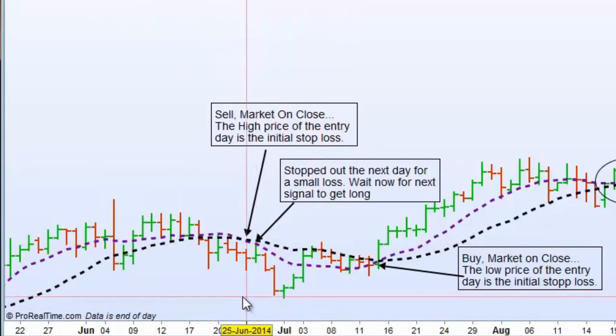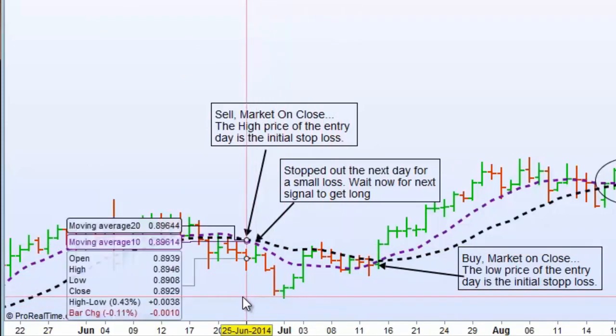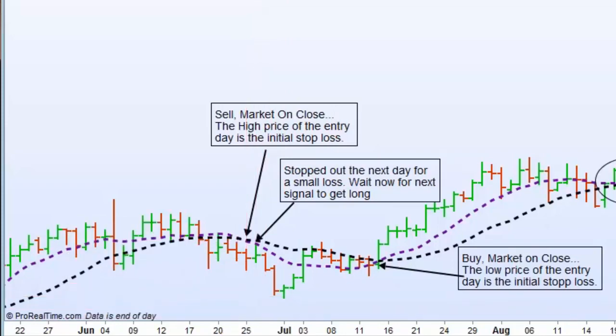Another way you can do this is you can use options to trade this method. And my colleague Billy will be showing you that in another section. Okay, so let's move on now.